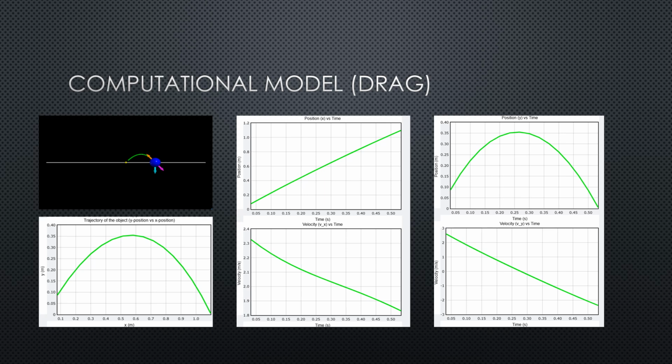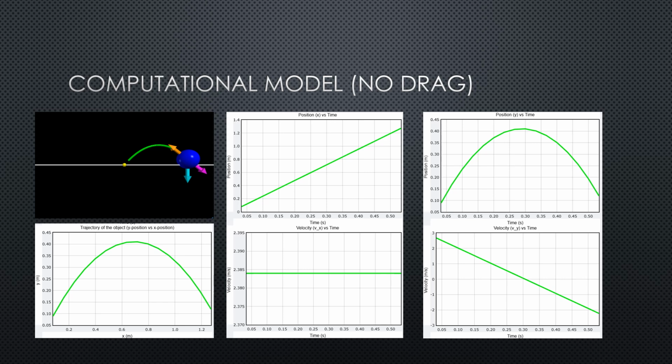This is the computational model that accounts for drag. The trajectory is parabolic, while the drag opposes the ball's motion. The velocity in the x direction decreased due to drag, while the velocity in the y direction generally decreased, but not quite linearly due to the effects of vertical drag opposing gravity slightly.